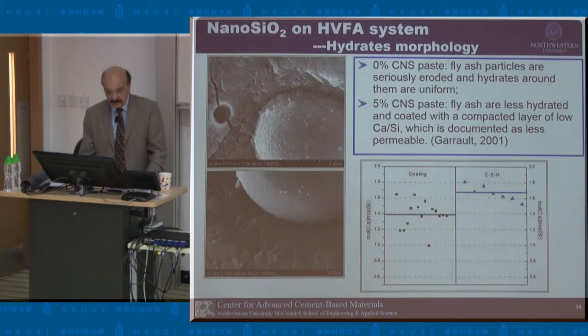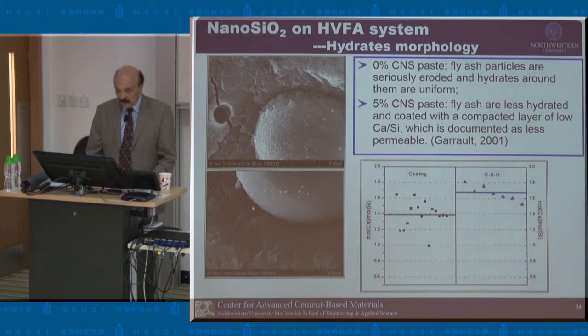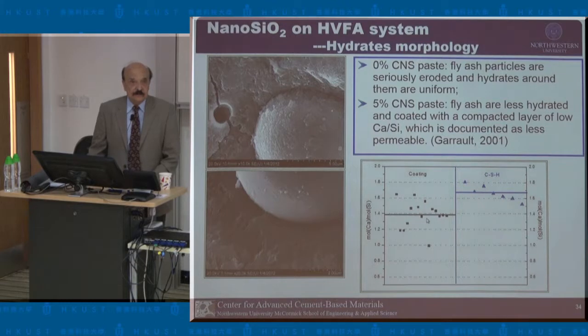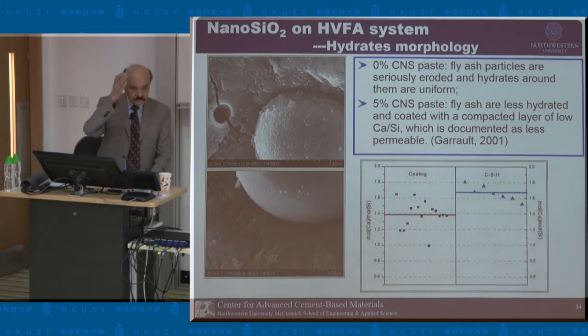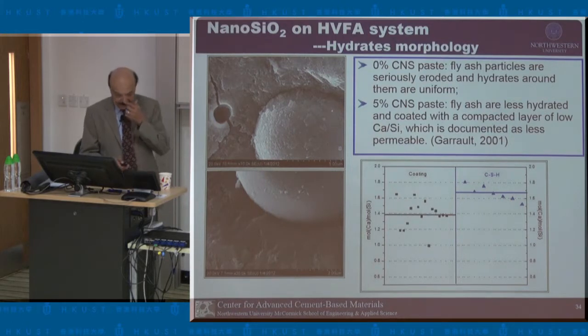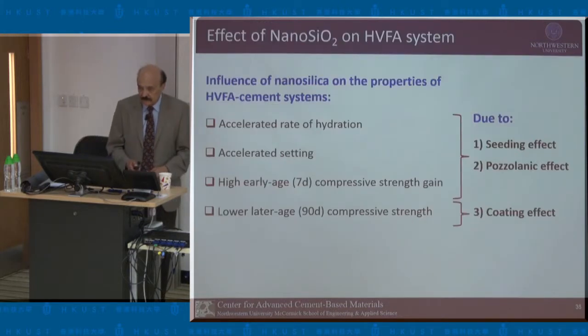You can see here the surface is quite rough. Here the fly ash surface is not only smooth, but there is a coating. And that coating has a lower calcium, a very dense coating. So this dense coating means that later on, the ash cannot react with calcium hydroxide. So then it acts as a filler material, and that is why it might even have a somewhat lower strength at the early age.